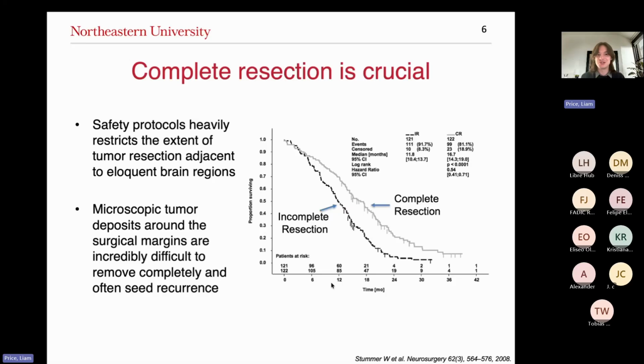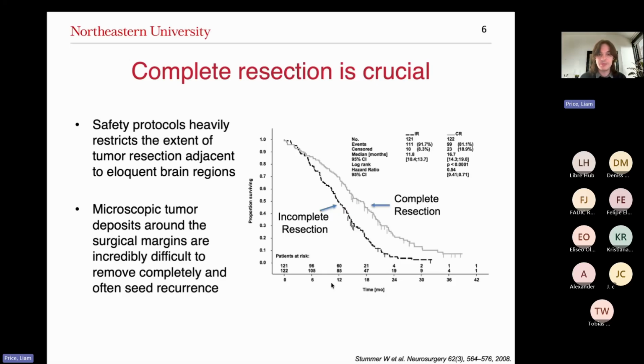But in the brain, obviously, you can't just cut out a huge chunk of the brain and make sure you get all the cancer. So there are a lot of protocols in place to prevent you from going too far into this sensitive tissue. Because of this, speaking with several neurosurgeons and neuropathologists, the issue is that they're knowingly leaving behind cancer when doing these surgical procedures. They can only remove so much safely.